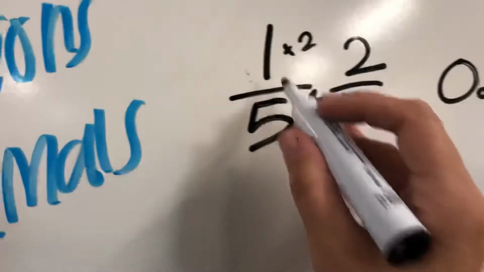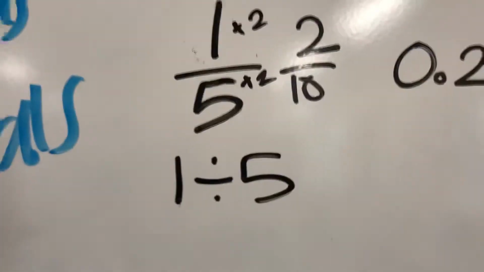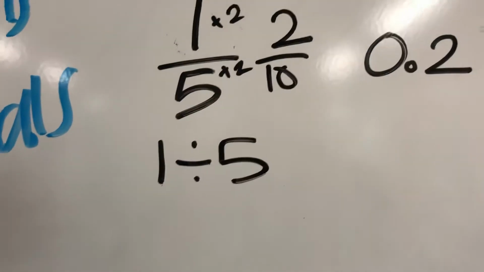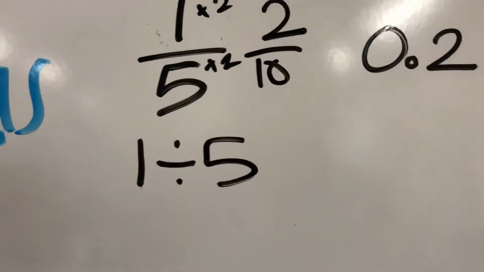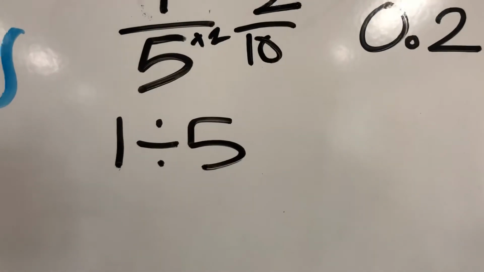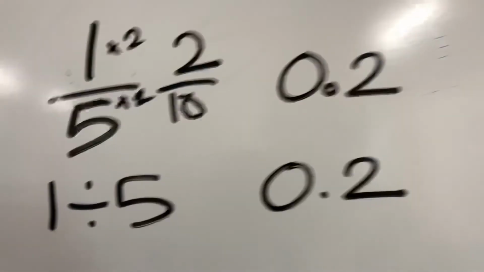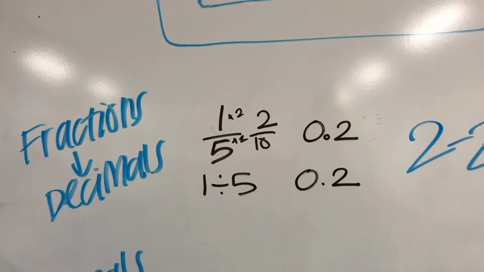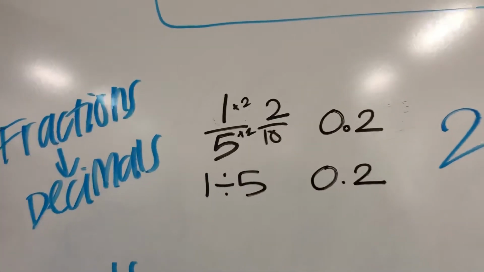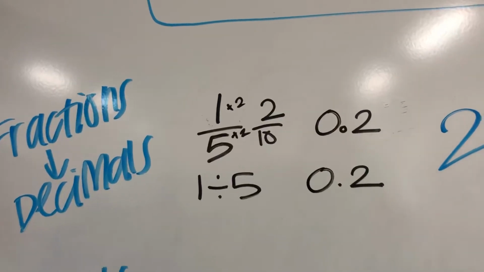You can also think of this as a division problem. 1 over 5 is the same thing as 1 divided by 5. Top number divided by bottom number, numerator divided by denominator. If I plug into my calculator 1 divided by 5, I get that same answer, 0.2. So to turn a fraction to a decimal, we can change it to powers of 10, or we can use our division method, our top number divided by bottom number.